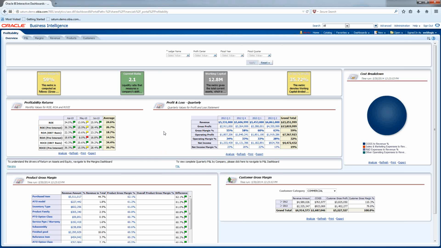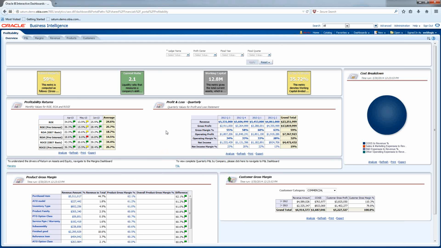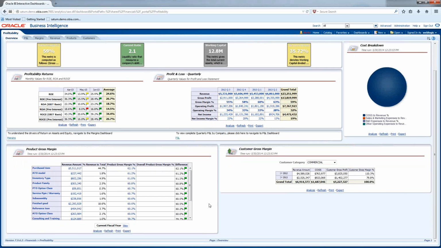To the far right, we look at our P&L, profitability by quarter. Again, we're going to look down at product gross margin and customer gross margin. Stopping a little bit, so this is our customer gross margin. You can also look at customer categories. So this is our commercial segment. If you're in construction, you can look at your construction segment. So you can go segment by segment on customer profitability.